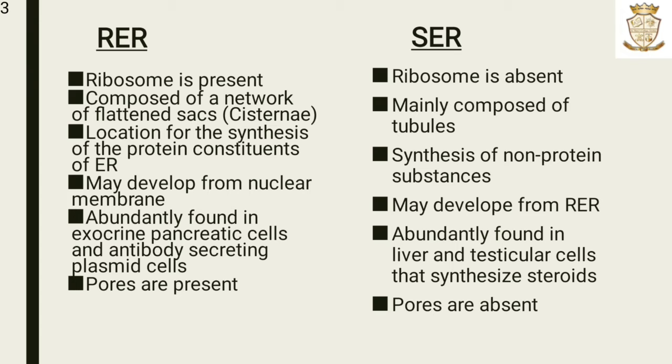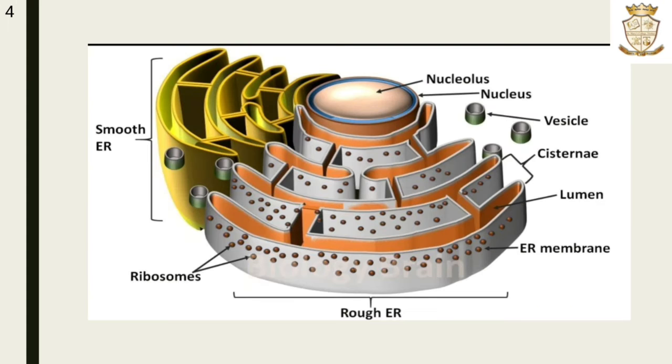Pores are present. Coming to smooth endoplasmic reticulum, ribosomes are absent, and it is mainly composed of tubules. Synthesis of non-protein substances takes place. It may develop from rough endoplasmic reticulum, and is abundantly found in liver and testicular cells that synthesize steroids. This is the picture of endoplasmic reticulum. Here we can see smooth endoplasmic reticulum, ribosomes, nucleolus, nucleus, etc.